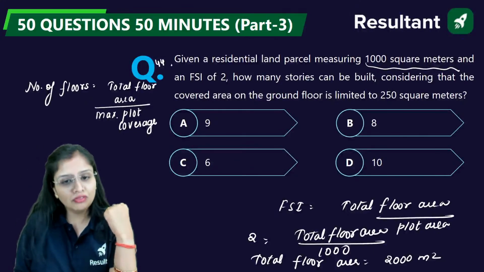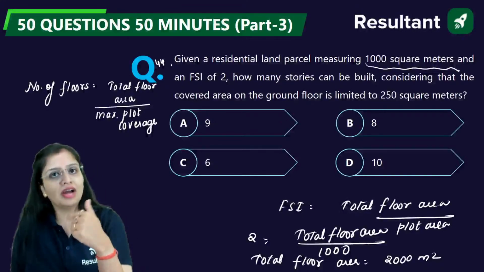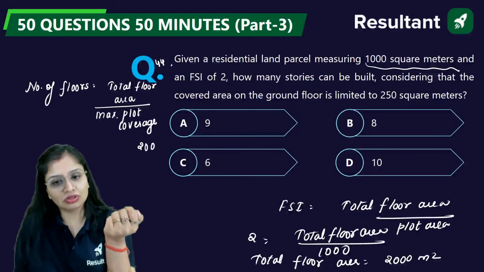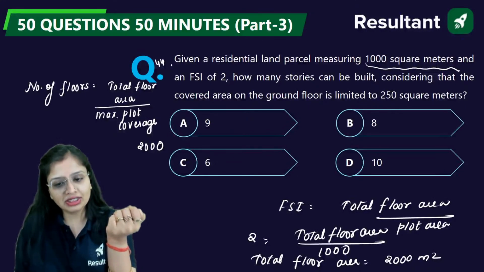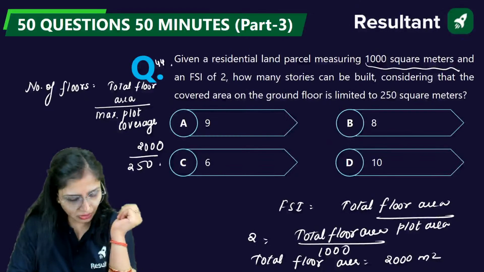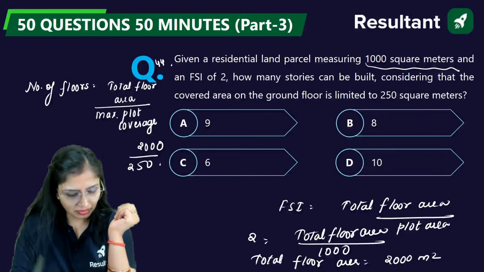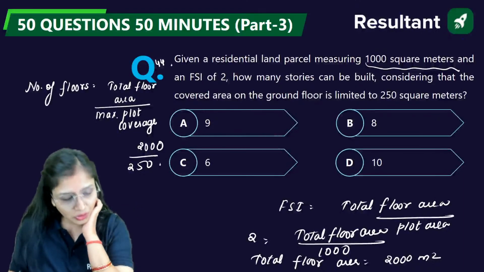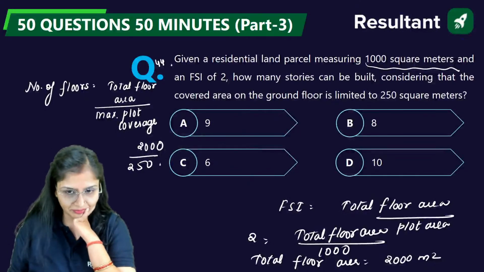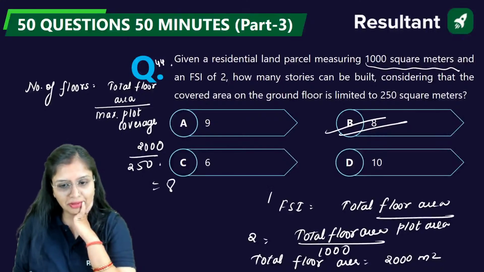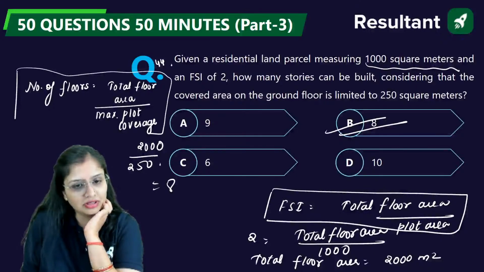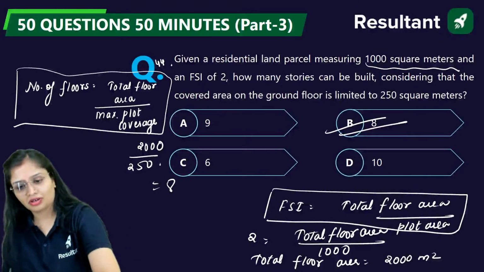Number of floors, have they given that to you? No, that you have to calculate, the number of floors, number of stories. Total floor area you have calculated is 2000. The maximum plot coverage is 250. Come on, solve it. Now I guess you can solve it. 2000 upon 250, how much will it come, guys? 8. Correct. Vamsi is correct. So remember this one thing, and remember the other thing.